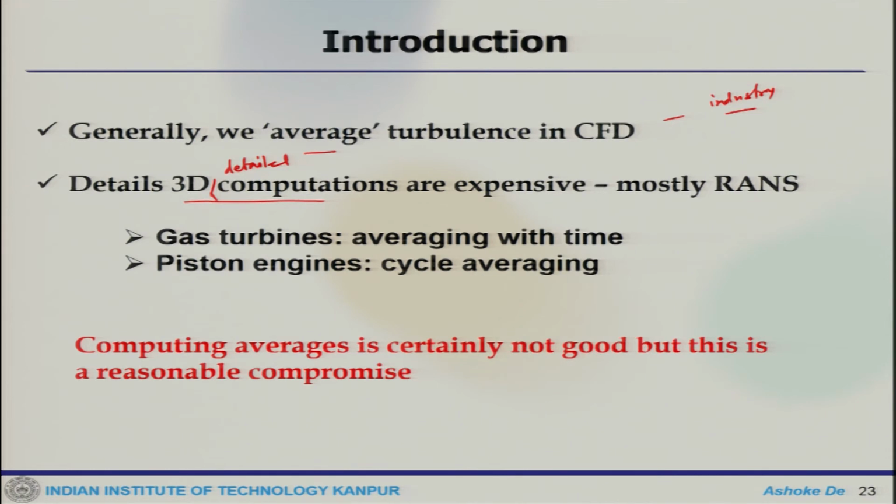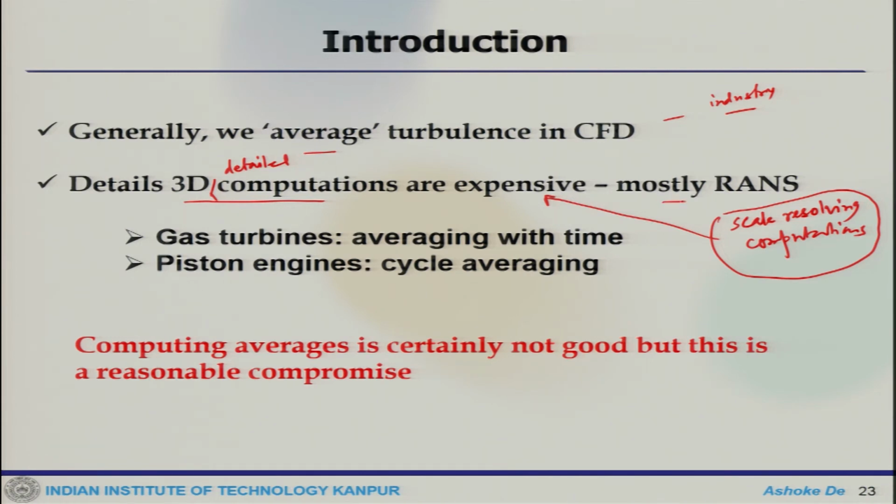So, one can think about scale resolving computation, but scale resolving computation is quite expensive. So, what people do, sometimes in academia, but mostly in industry, they use mostly RANS, and you get the solution in quick turnaround time. So, that is what we do, the averaging.